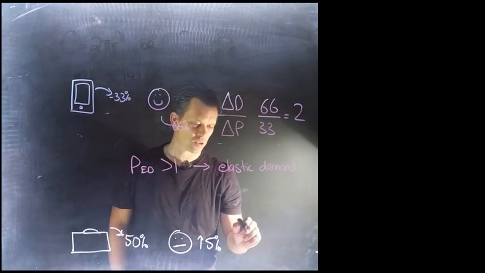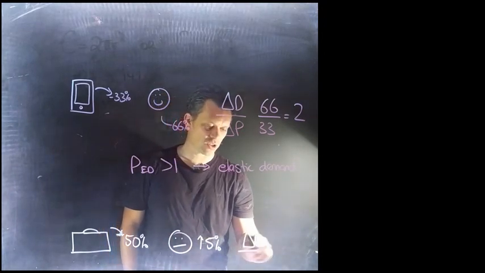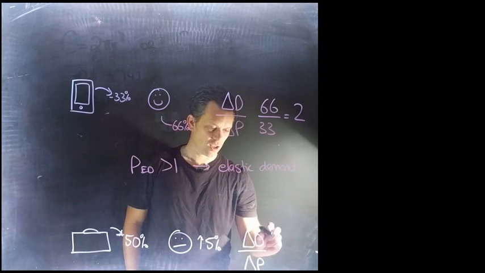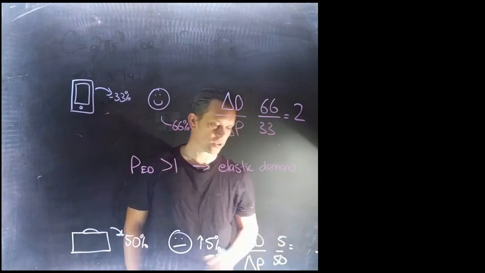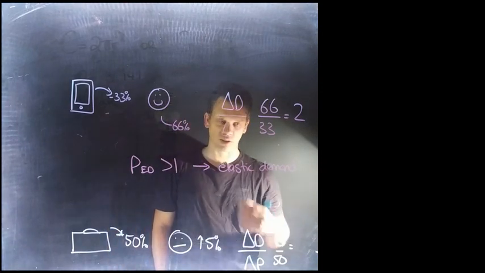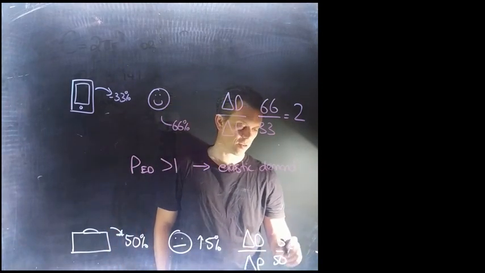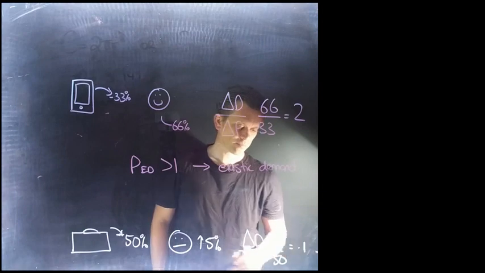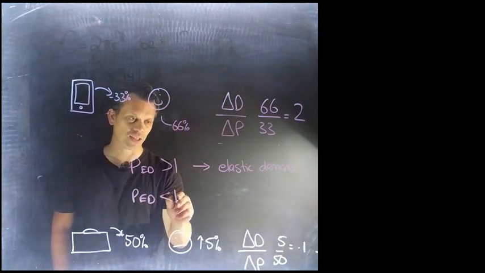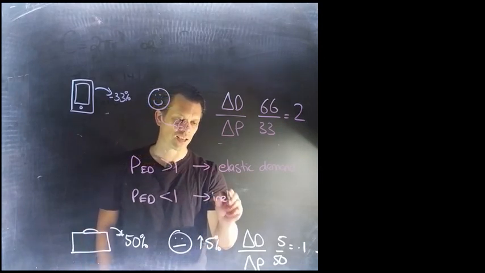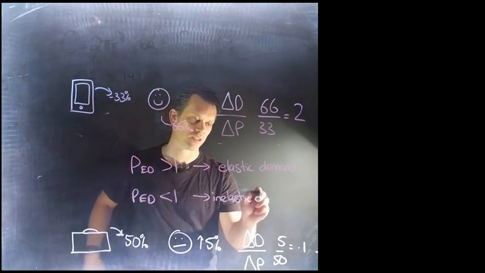So a 50% price reduction, a 5% increase in purchases, not really the same bang for your buck that Apple got. So let's do the maths on that again. So the change in demand over the change in the price, and this time it's going to be 5 over 50, which is going to give us a price elasticity of demand coefficient of 0.1. Okay, so now we know that the price elasticity of demand, if it's less than 1, we can say that is inelastic demand.